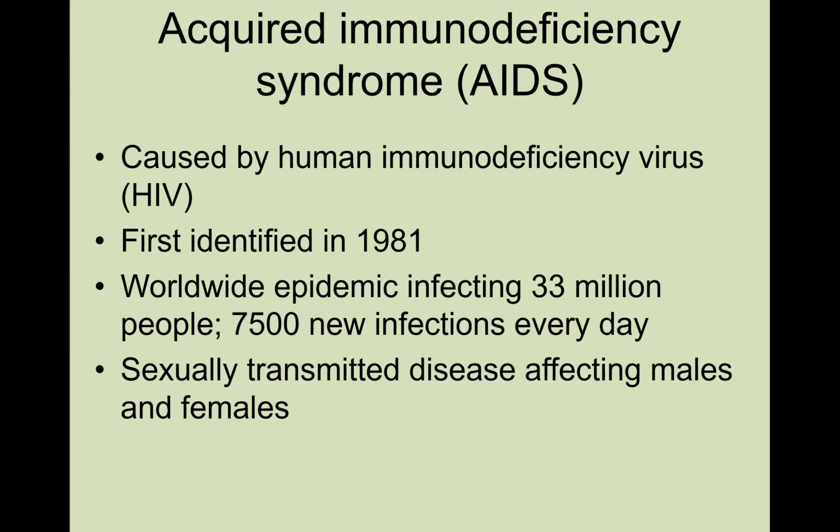AIDS is actually the syndrome. It's called acquired immunodeficiency syndrome, and it's caused by the HIV virus, the human immunodeficiency virus. The HIV virus attacks what are called CD4 helper T cells. We're going to discuss that in way more detail, so you don't have to worry about that right this moment. But it was first identified in 1981. And it originally started off as a worldwide epidemic, and it affected about 33 million people. And there's about 7,500 new infections every day.